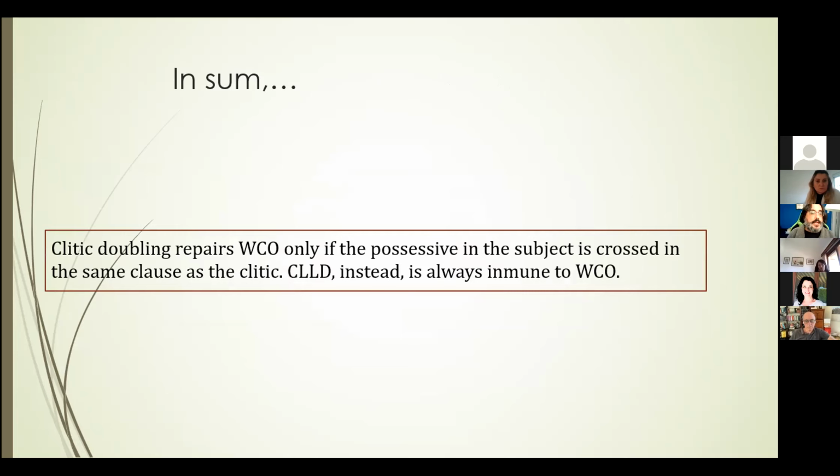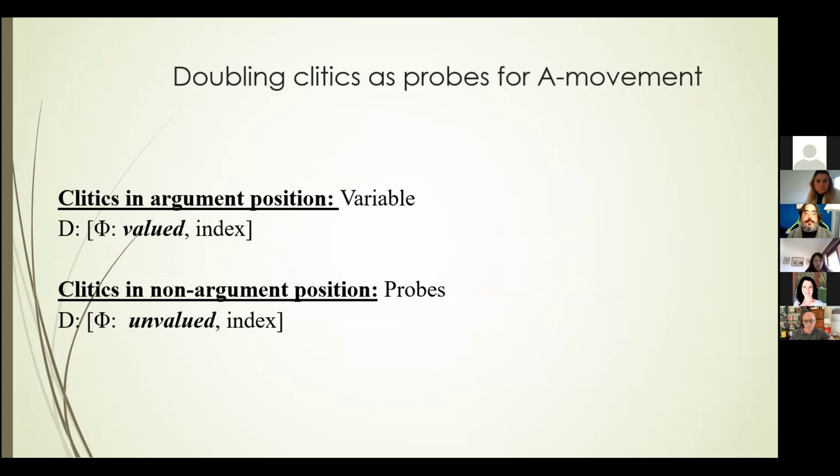So in clitic doubling, we get weak crossover only if the possessive in the subject is crossed in the same clause as the clitic. Clitic left dislocation instead is always immune to weak crossover. And that's something nice that we have to explain. And here's the proposal. The proposal is that the doubling clitic acts as a probe for a movement.